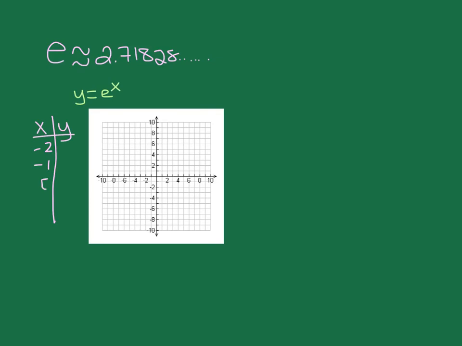If I do x equals 0 for this, I will get 1. If I do x equals 1, I will get e, which is about 2.718. I want you to know the shape, and I want you to know that these 2 points are on this graph. You don't really need to know much other than that. But I also want you to know that it's like every other exponential function.